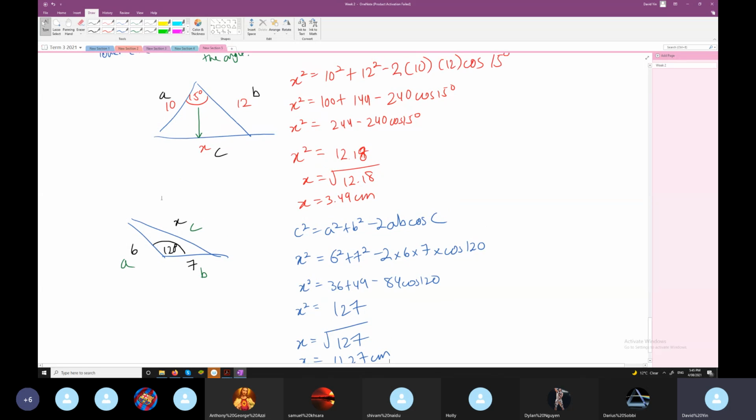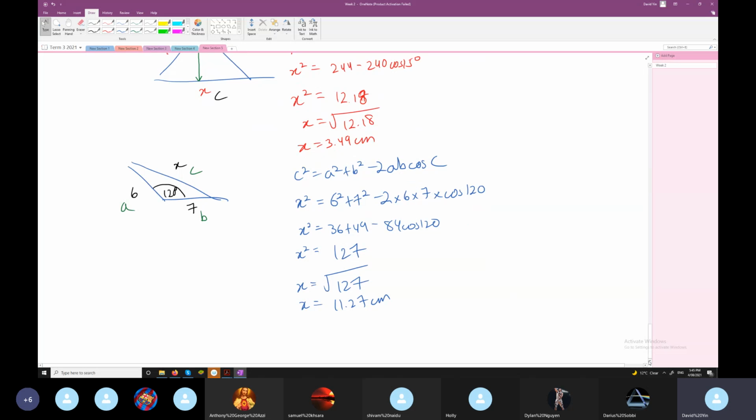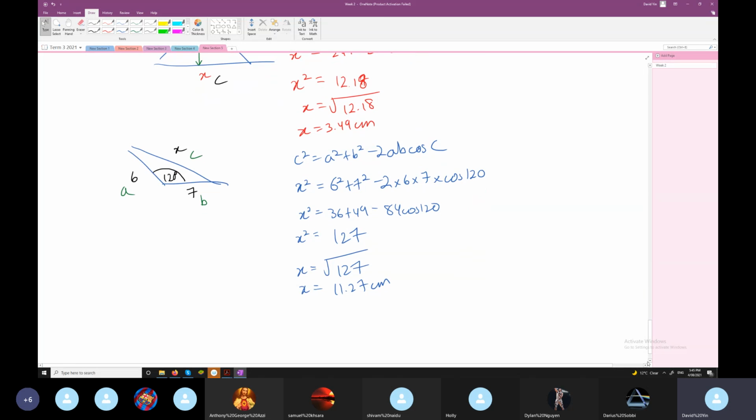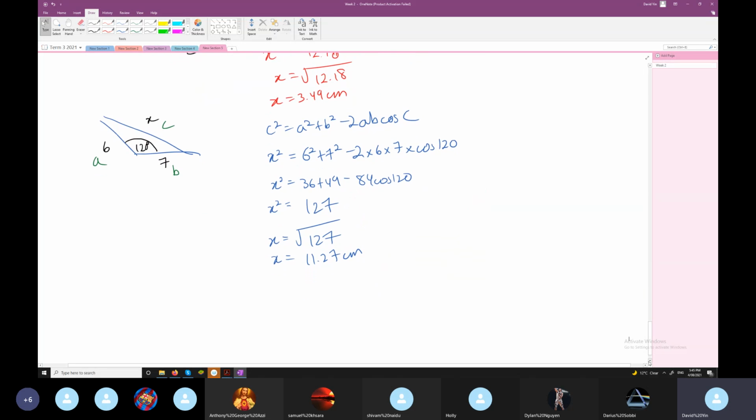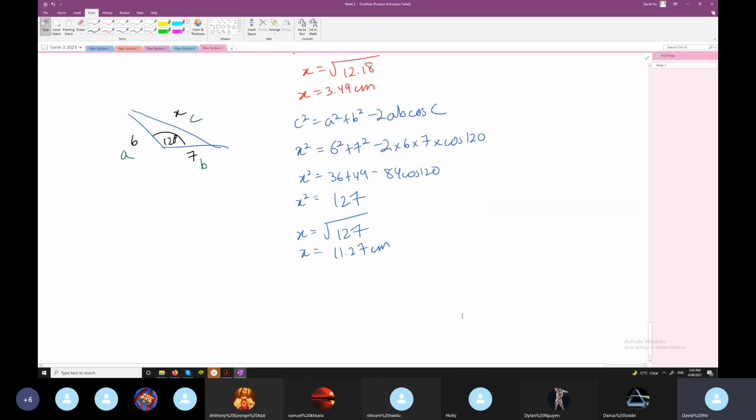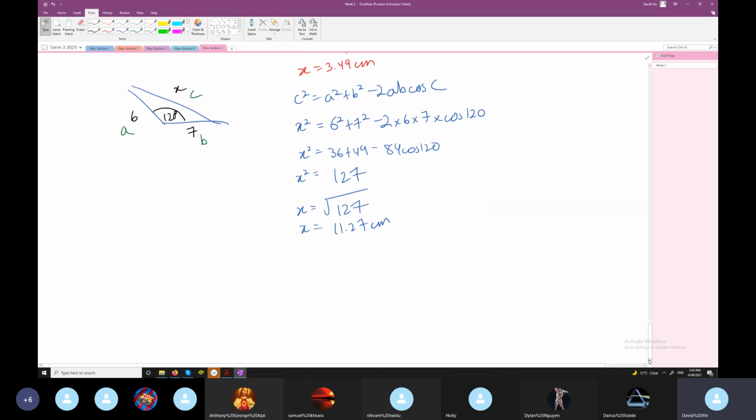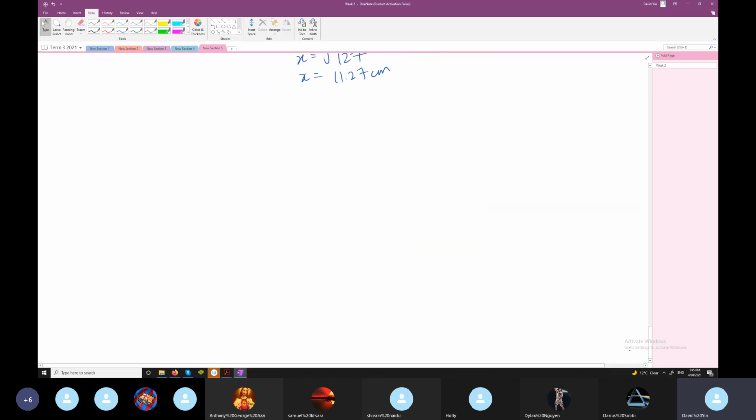You cannot choose A and B to be just two random sides on the triangle. There's a specific way to choose them, and make sure you do follow that criteria when you're choosing that. A and B have to be the two sides that make the angle.